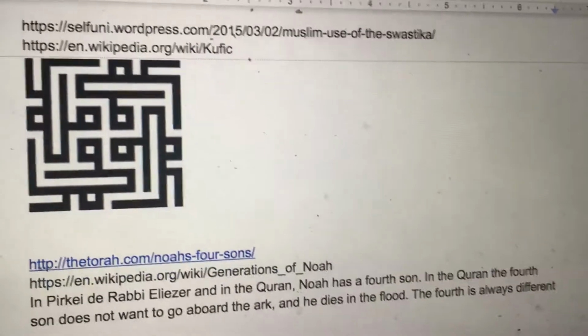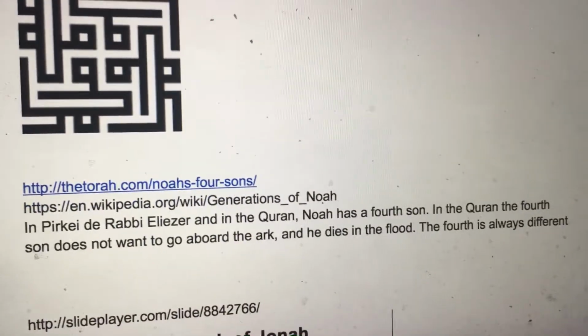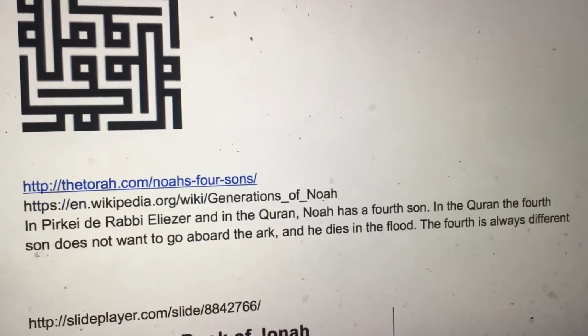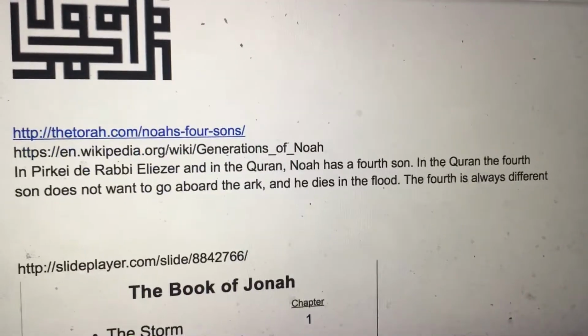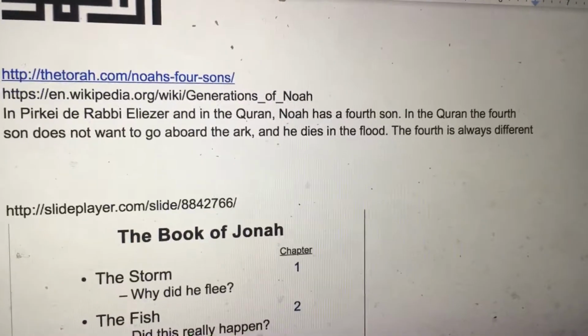Here it is. In Pirkei de Rabbi Eliezer and in the Quran, Noah has a 4th son. In the Quran, the 4th son does not want to go aboard the ark and he dies in the flood. The 4th is always different.